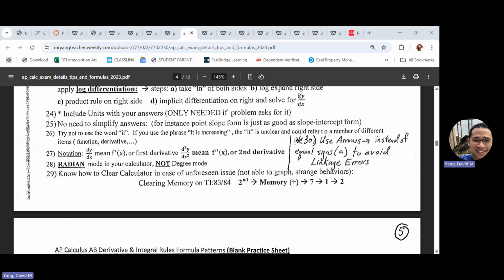Yeah, so over the weekend, look over your formula sheets. Hopefully the blank sheets that I provided in the back will be a good way for you to make sure you can recall all the theorems, all the rules, all the A, B, and BC topics.